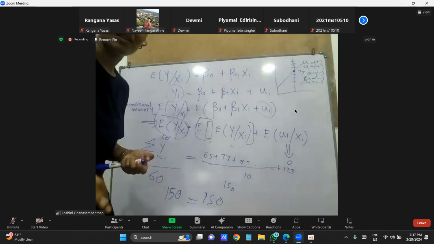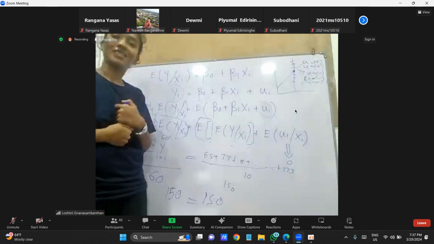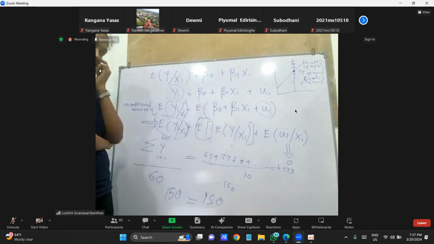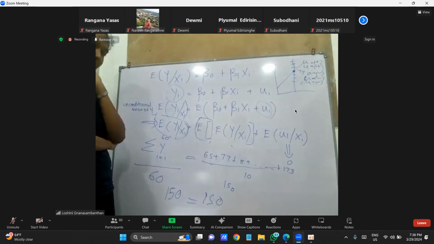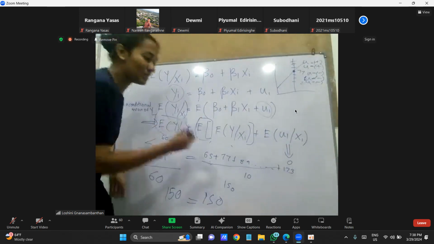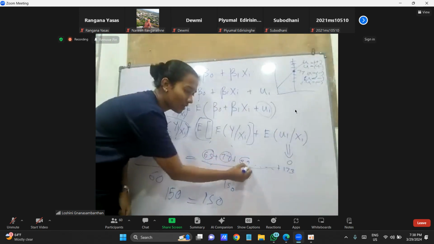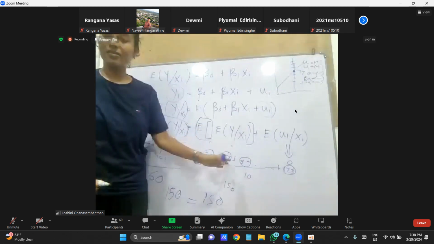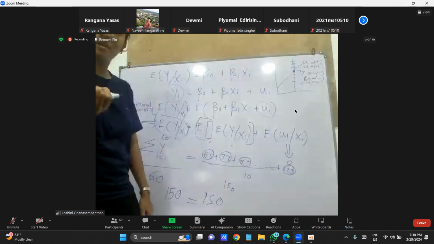Okay, guys. So did you all understand? I know it's a bit confusing. What are these? These are also means, right? Means are like they are all conditional means.